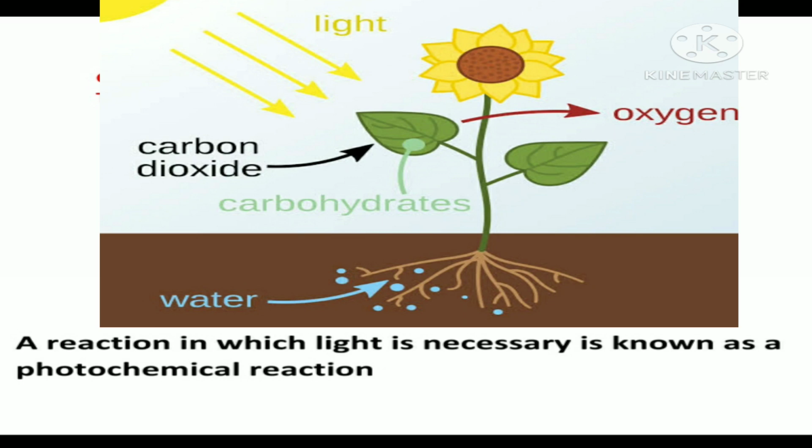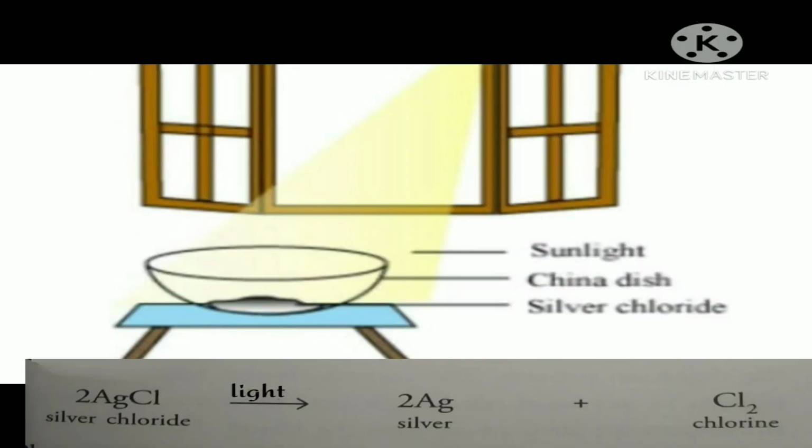Let's see another example of a photochemical reaction. An example of a photochemical reaction is when silver chloride is kept in sunlight, it decomposes to give silver and a greenish yellow gas known as chlorine. Look at the equation. Above the arrow, I have mentioned the condition, that is light. So light is a condition necessary for this reaction, and it is known as a photochemical reaction.